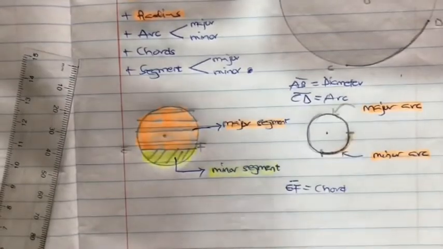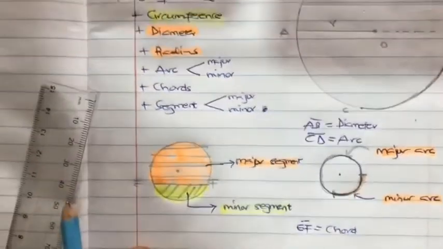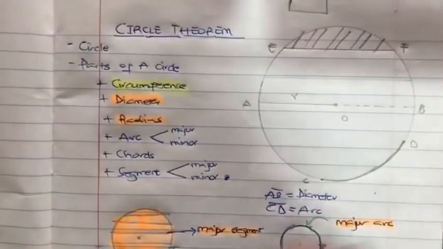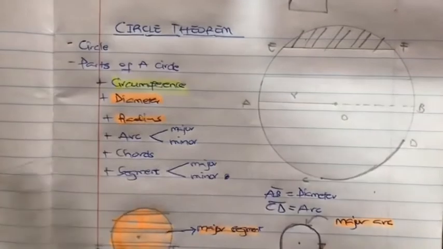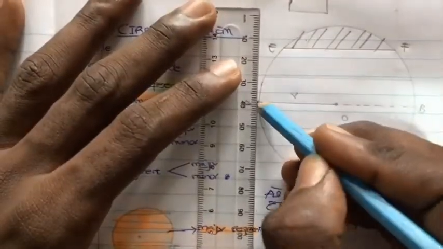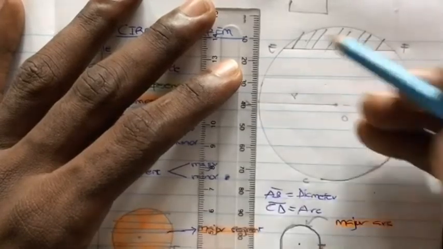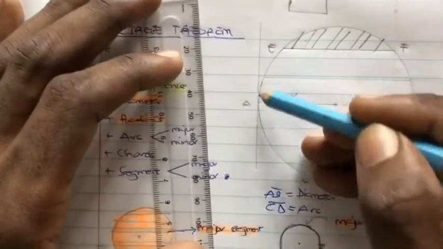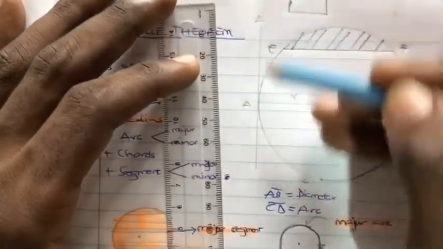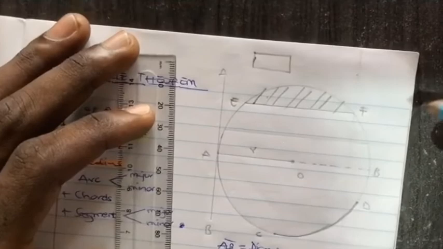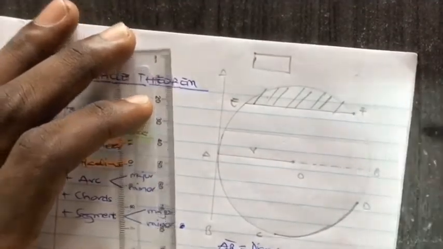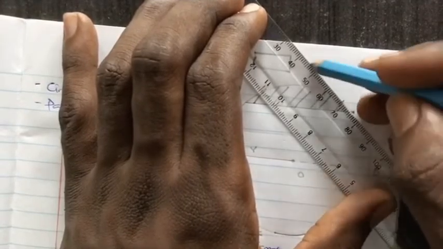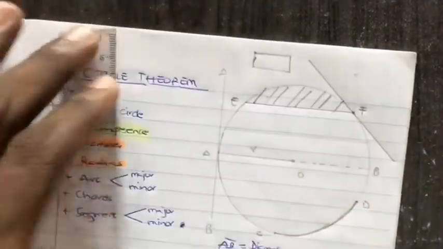Now we also have a special line called a tangent. The special thing about a tangent is that it touches the circle at only one point. A tangent can be any line, so far as it touches the circle at just one point. So this is a tangent. AB is also another tangent. Let's say at point F, we can have a line touching the circle at just one point. So this is also another tangent.